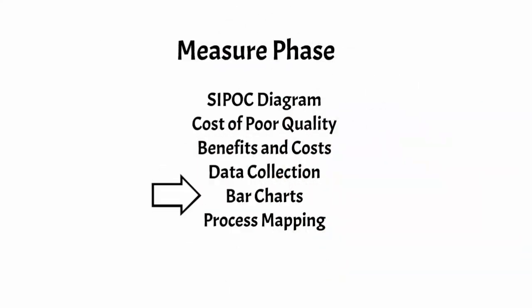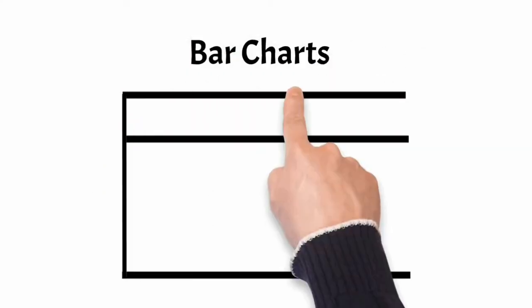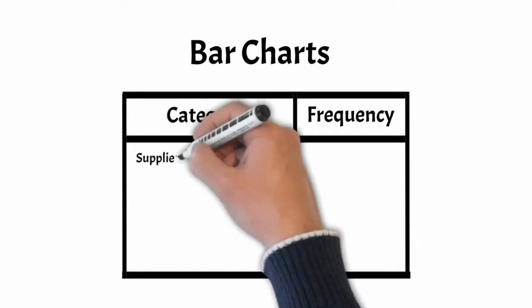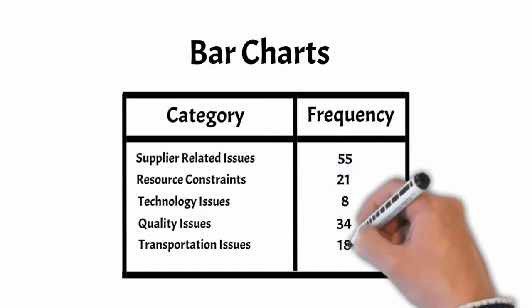Bar charts. Bar charts are very helpful in uncovering the root cause of a problem. Here is how one can prove useful in the Evercool project. First, the possible categories that can explain the delays are identified, and then frequency data is collected for each. These categories start with supplier-related issues and end with transportation issues from suppliers. The second column shows the frequency with which these categories have been observed over a 1-month period.